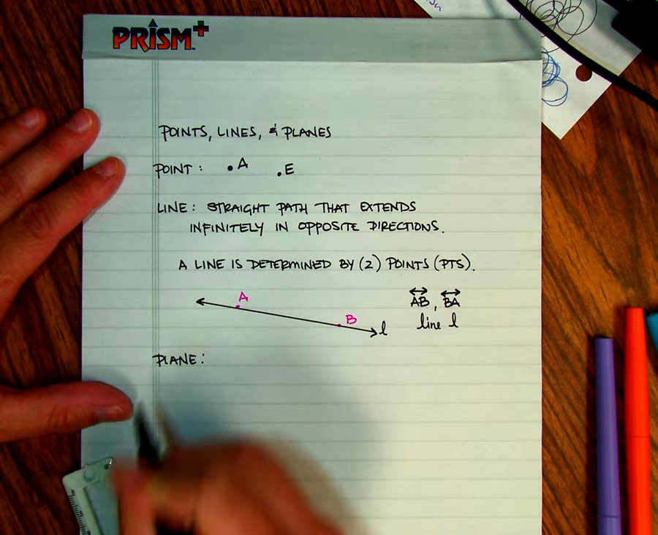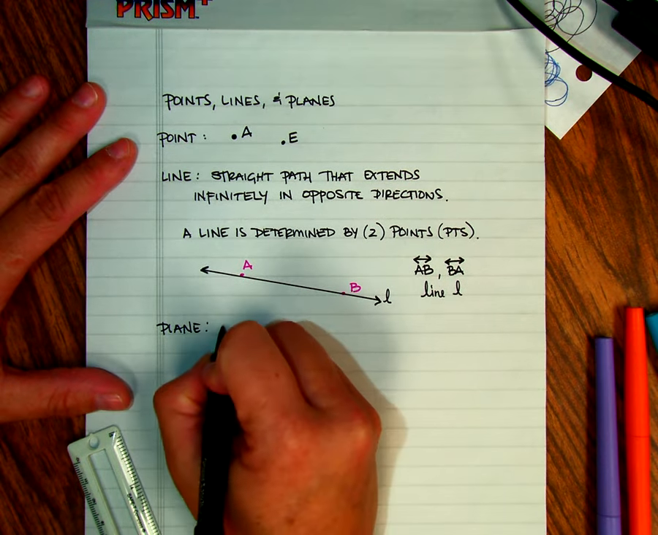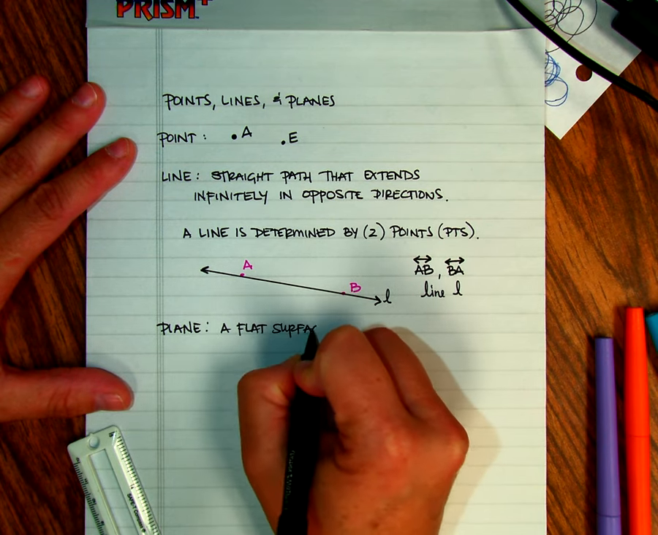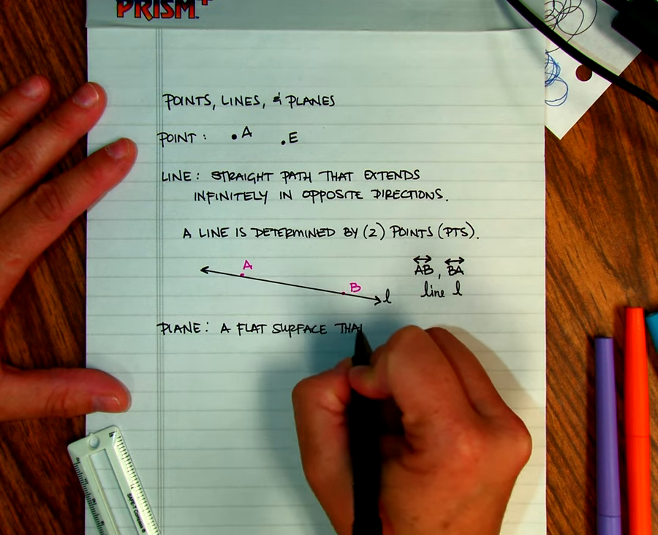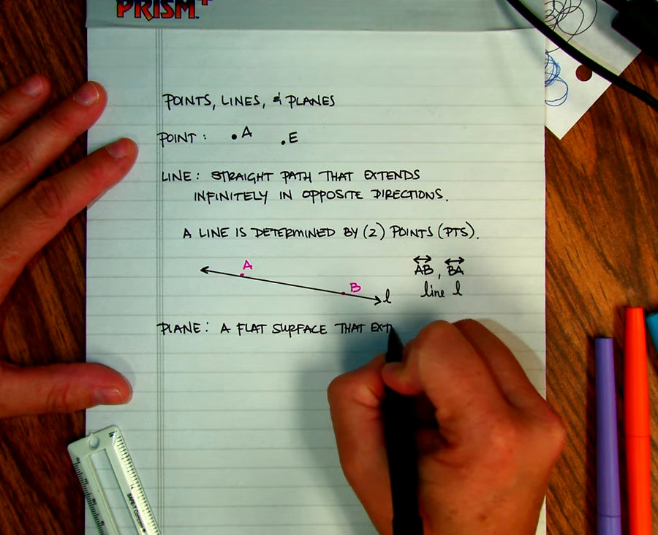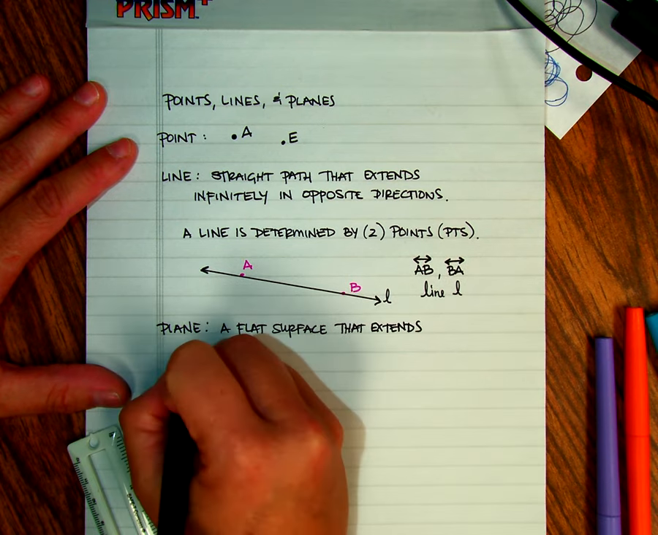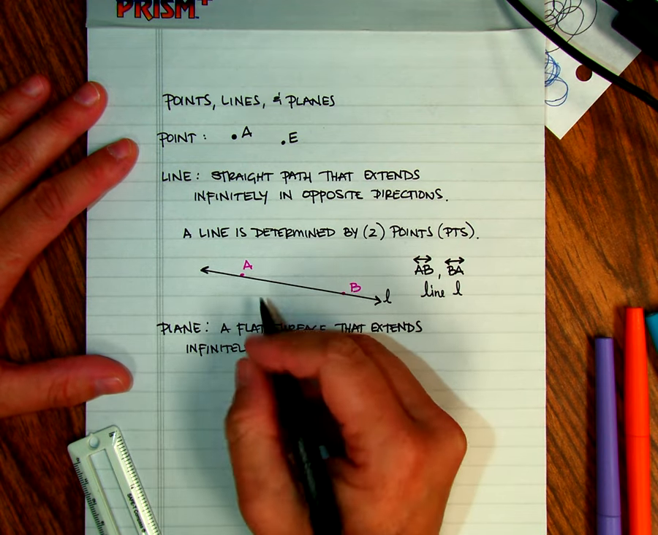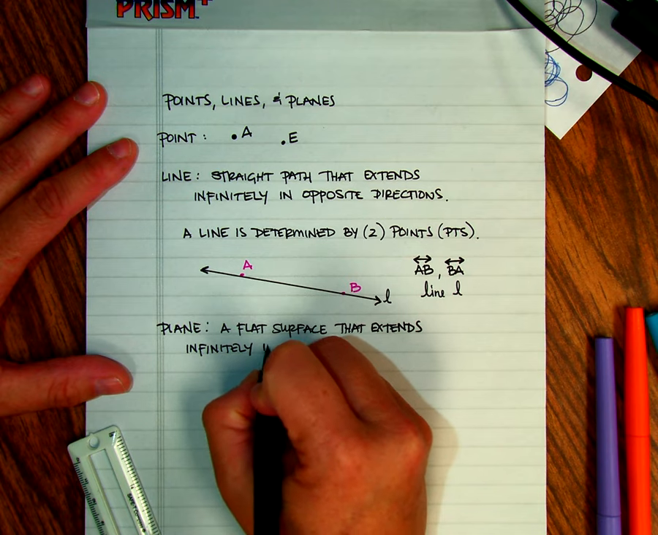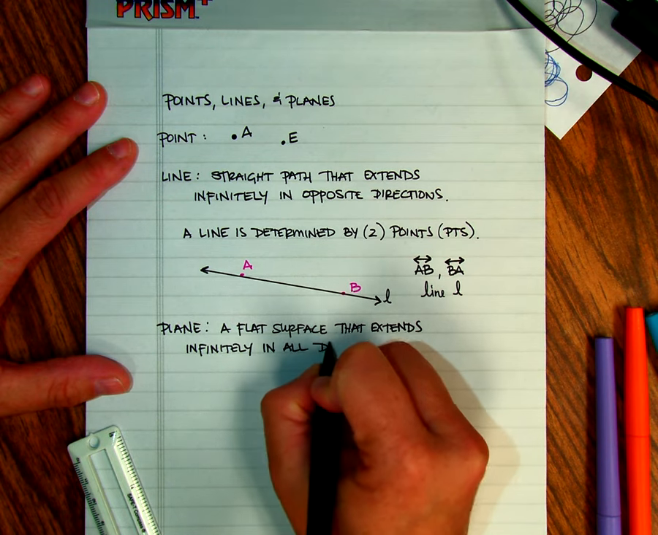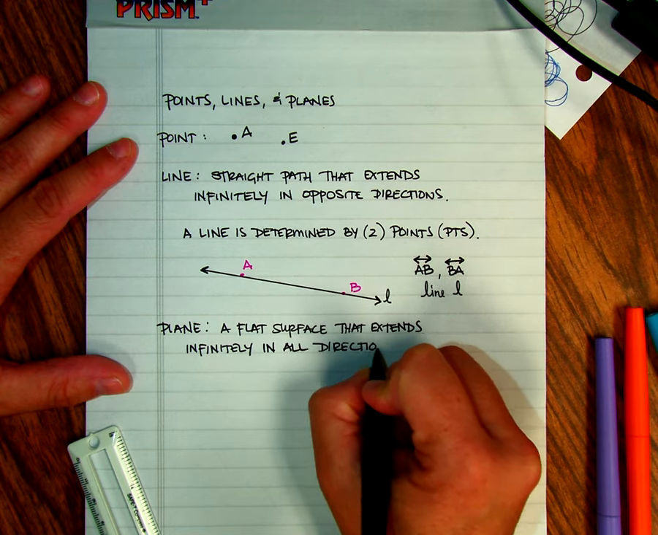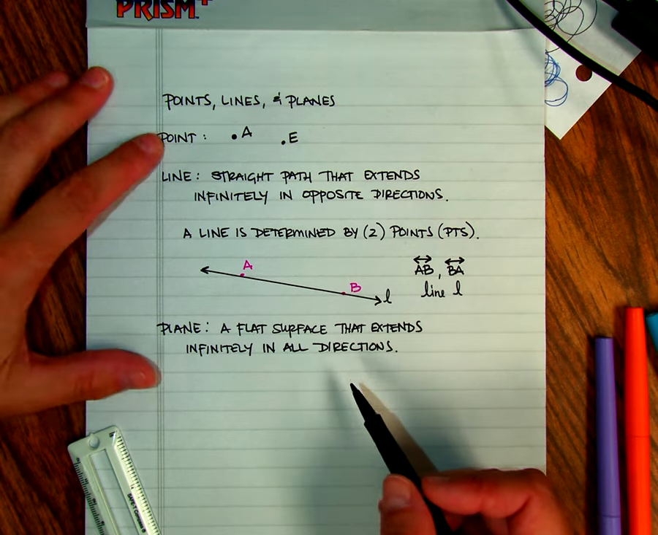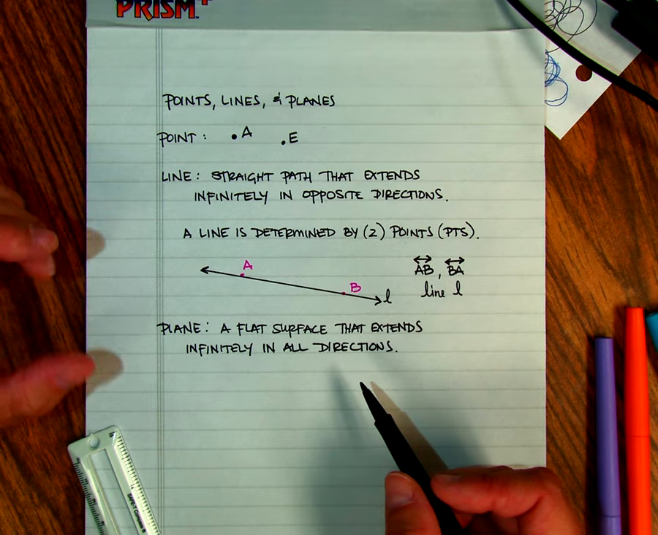A plane is a flat surface that extends infinitely in all directions. Just like a point and a line, there's no thickness, there's no width.